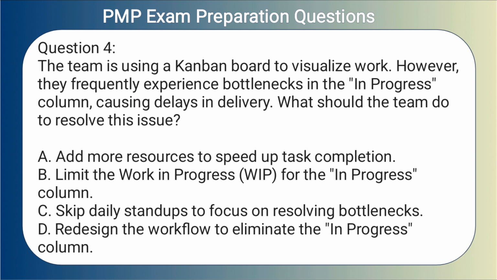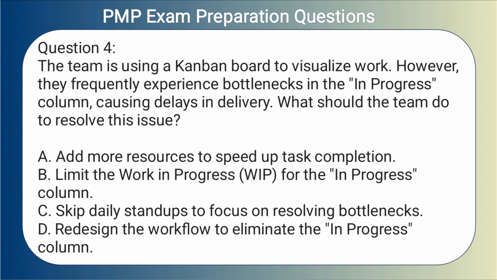Question 4. The team is using a Kanban board to visualize work. However, they frequently experience bottlenecks in the in-progress column, causing delays in delivery. What should the team do to resolve this issue?